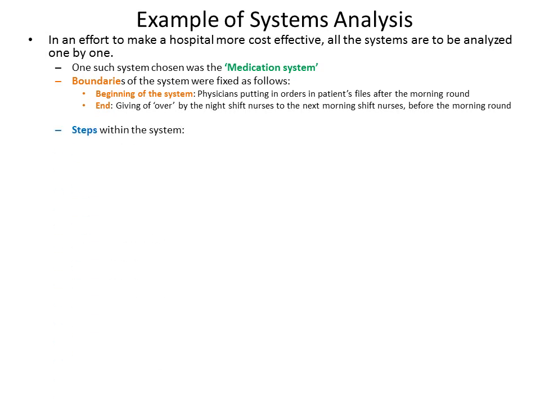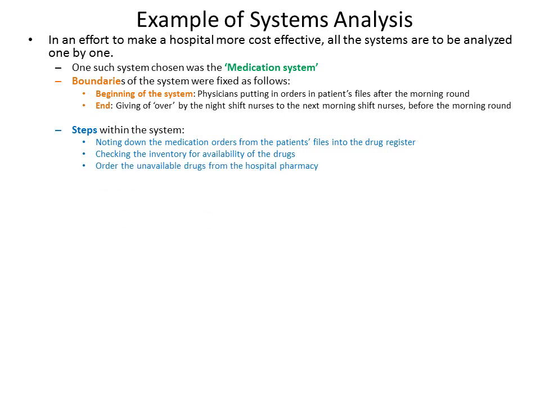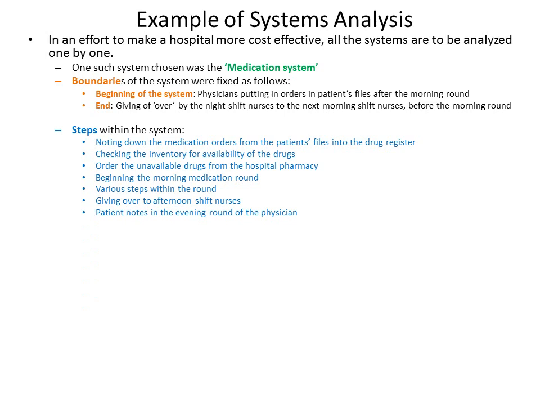The steps within the system were identified as noting down the medication orders from the patient's files into the drug register, checking the inventory for availability of drugs, ordering the unavailable drugs from the hospital pharmacy, beginning of the morning medication round, all the steps within the medication round, then giving over to afternoon shift nurses, followed by patient's notes which are put in by the physicians in the evening round, and again the steps for beginning the evening round and the evening round steps. Finally, handing over to the morning shift nurses before the next morning round begins will end the system.